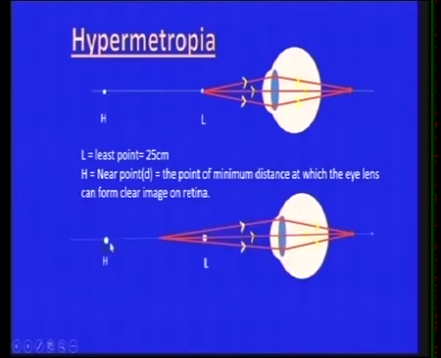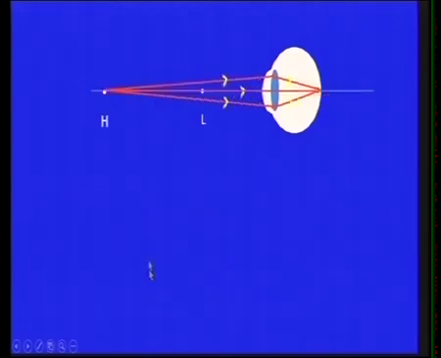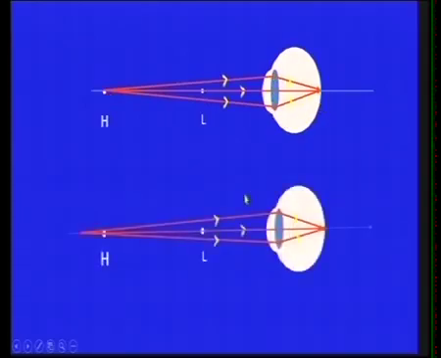Let us see this diagram. When the object is placed in between near point and least distance, the image is formed behind the retina. This type of defect is known as hypermetropia. When the object is placed at near point, then we are able to see the object clearly because the eye lens forms the image on the retina. If you place the object beyond this point also, we can see the objects clearly.